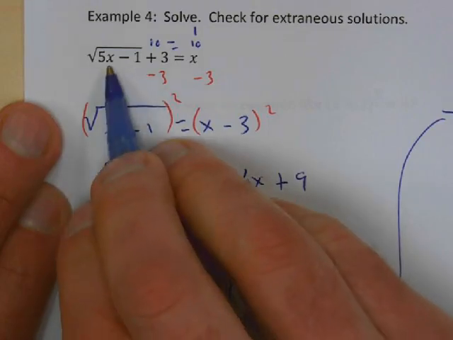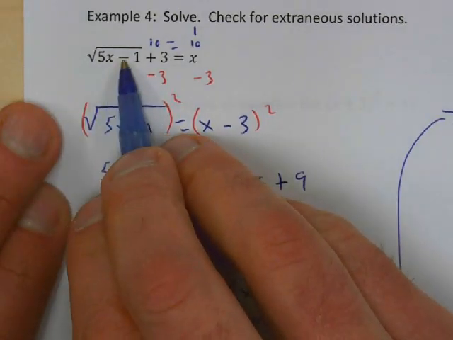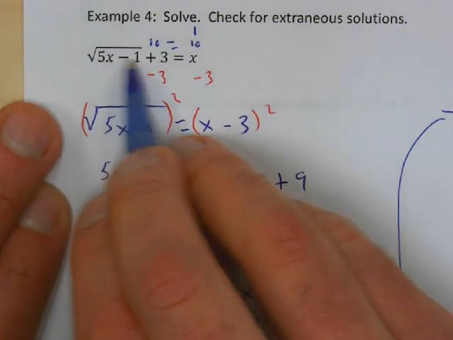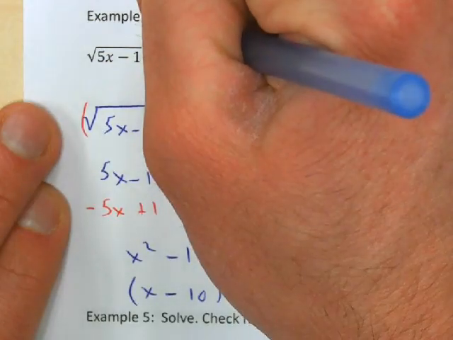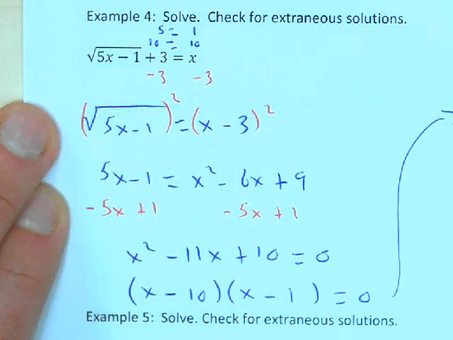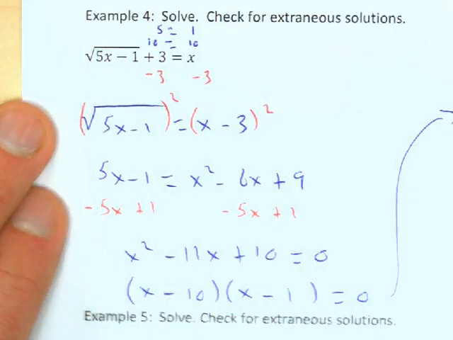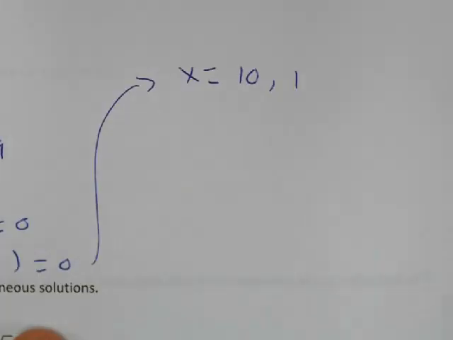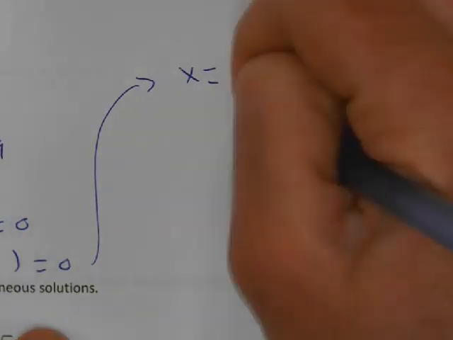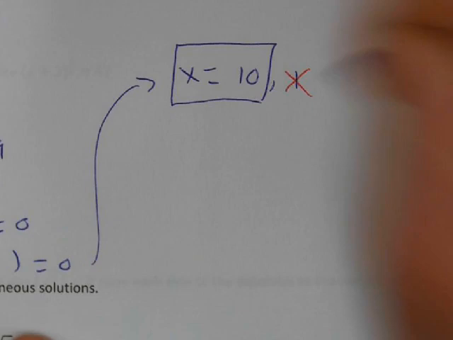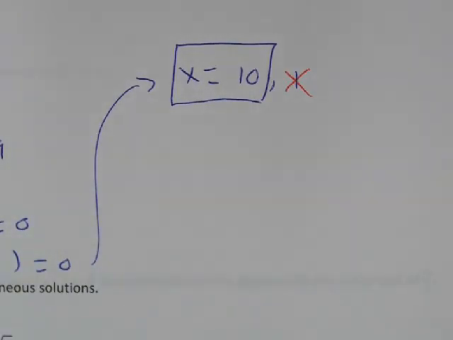All right, next is plug in 1 for x. If I stick in a 1 here, 5 times 1 is 5, minus 1 is 4. The square root of 4 is 2, plus 3 gives me 5. Does 5 equal 1? No. So then 1 is an extraneous solution. We don't want that one. We only want x equals 10. All right, almost done. Last one.